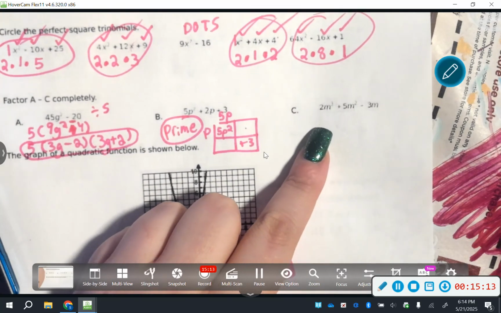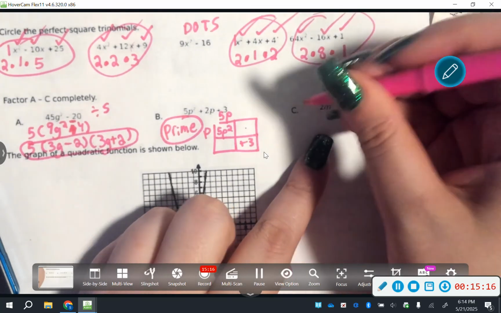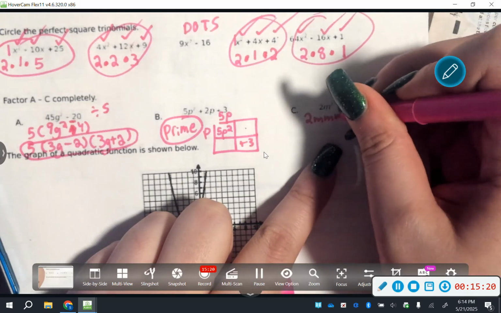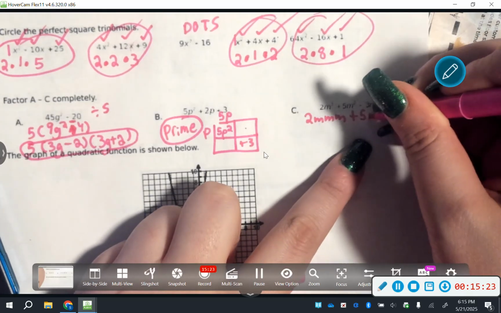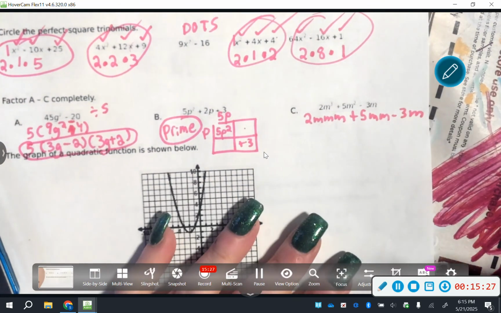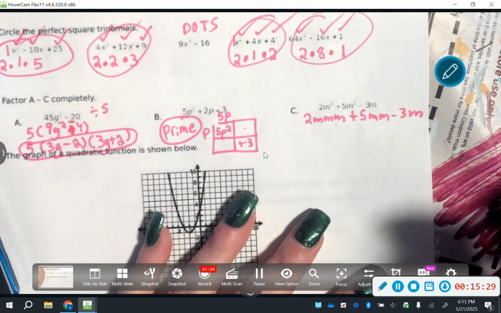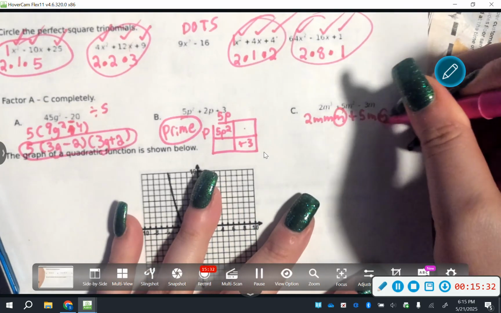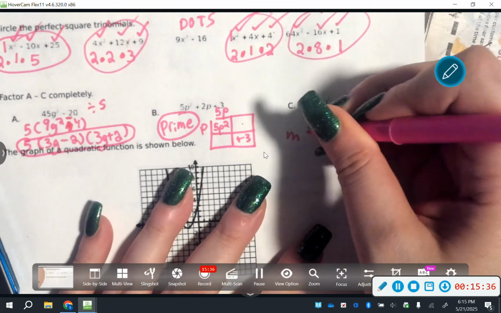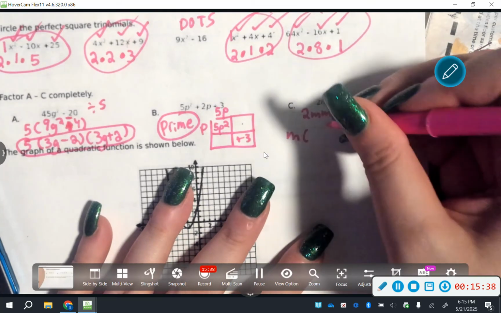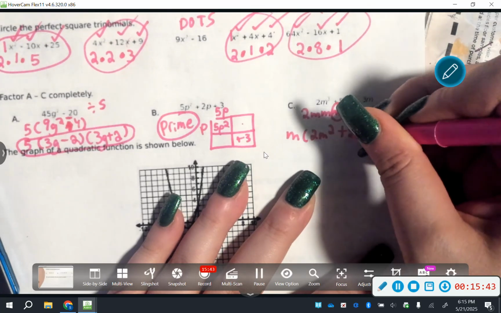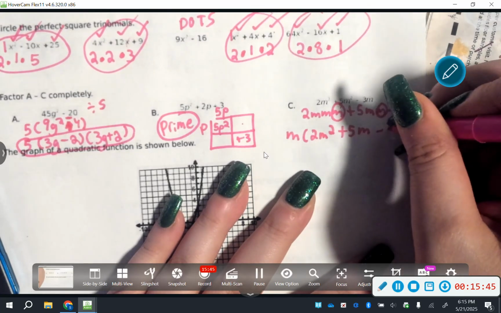All right, on this one, we do have a GCF. In case you want to see it visually, we have 2m to the third plus 5m squared minus 3m. So even though they don't have a number in common, they all do have an m in common. That's the GCF. So I'm going to divide everything by m. So we got m on the outside. We have 2m squared plus 5m minus 3.